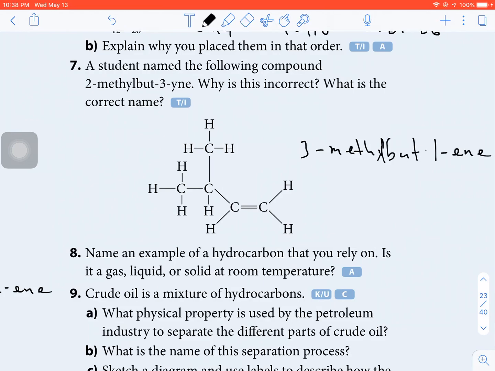Okay, that's the right name. They called it 2-methyl-but-3-ine, which is really far from where the right answer is.